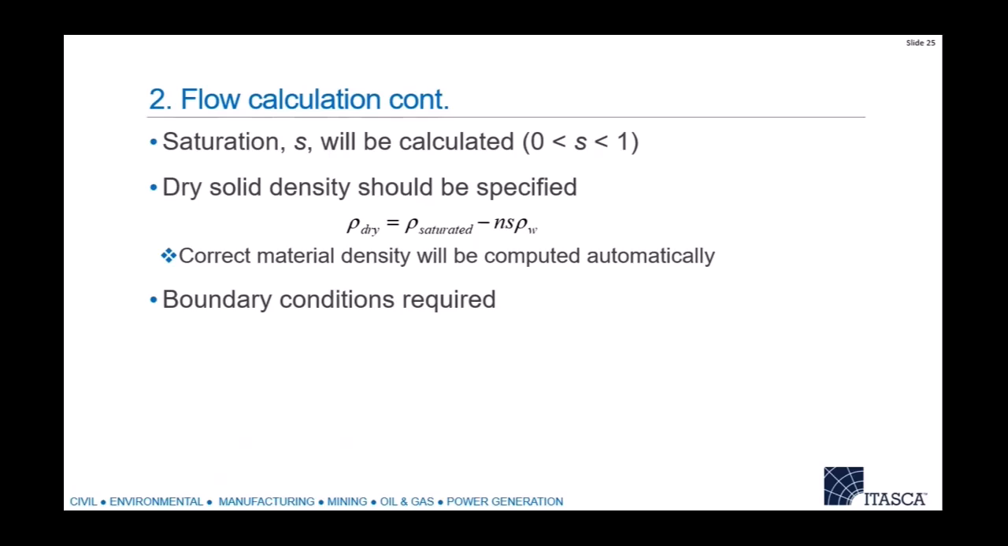Note that there's no need to specify wet density. You specify dry density everywhere, and it wets it. It calculates the additional density due to water for you. Now, as soon as you config fluid, you are going to need fluid boundary conditions, pore pressure boundary conditions, whether those are fixed pore pressures or discharge rates or whatever. In order to have a model, you're going to have to set some sort of boundary conditions, just like mechanically.